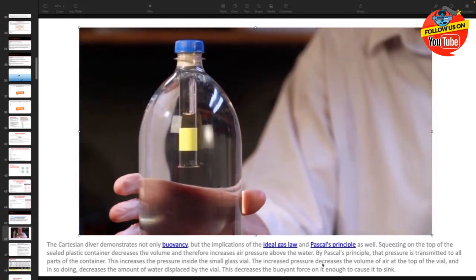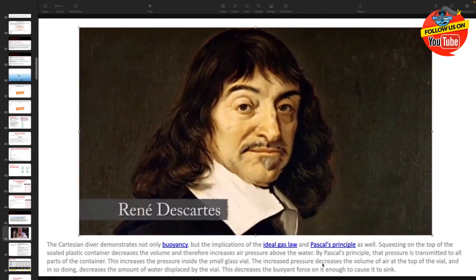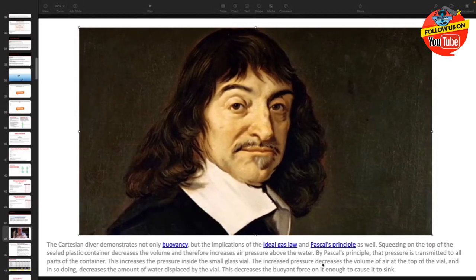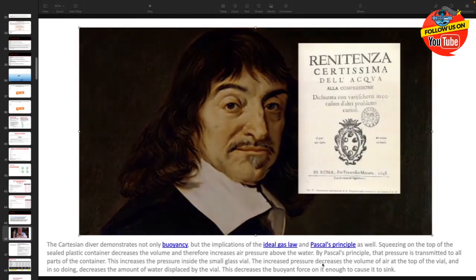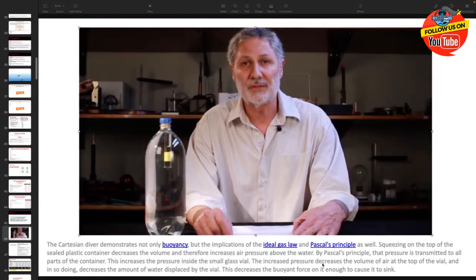The apparatus may have been discovered by René Descartes, but the first thorough and printed account was in 1648 by a contemporary of Descartes named Raffaello Maggiotti, who claimed to have discovered it. Maggiotti was a favorite student of Galileo.